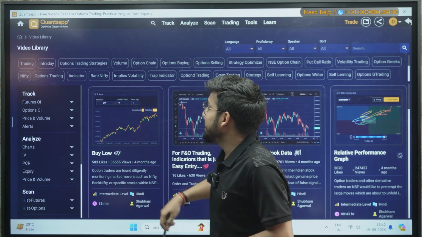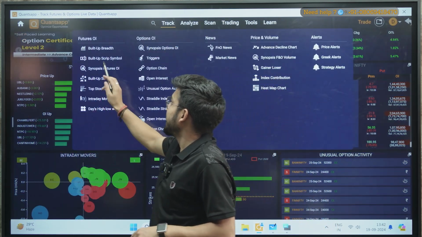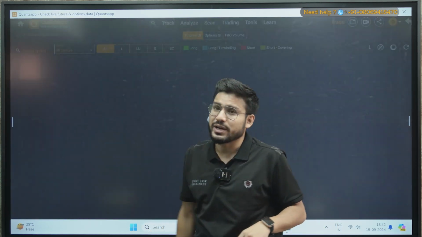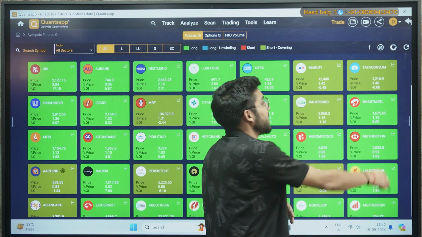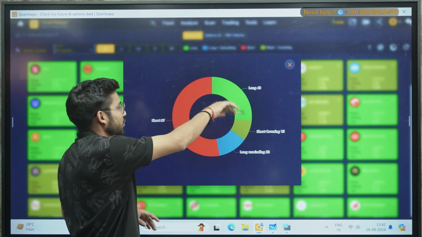For that, in the Quantsapp application, there is a tool. You can go in the track section, and in the track section we have Synopsis Futures OI. When you go here, there is an option of summary. When you click that, you will get this.